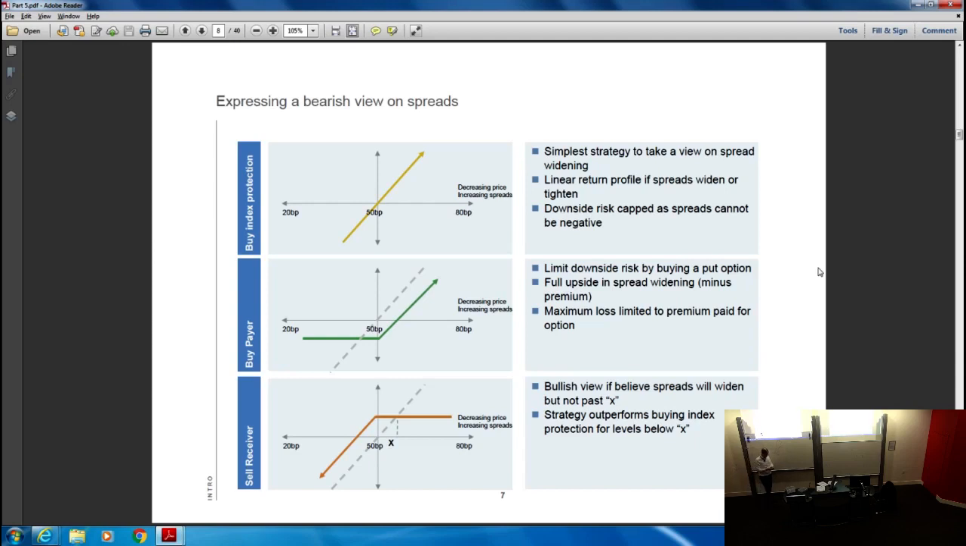Whereas on the other hand, if you think that actually spreads are not moving either way very much, then you should go for selling the payer.